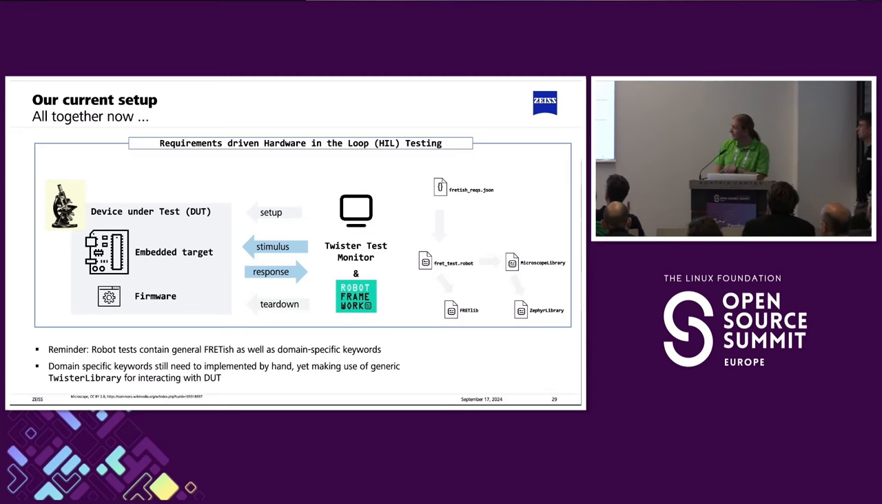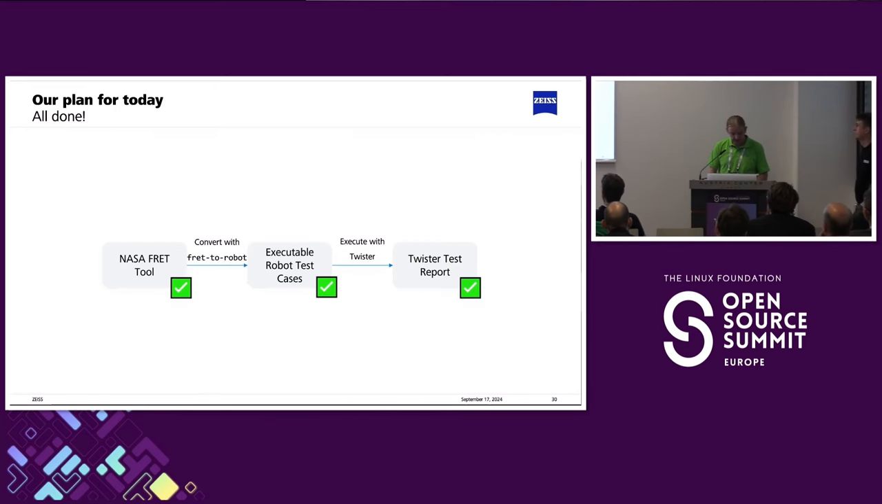But you can leverage two libraries, which are either in our custodian tree of Zephyr, or in the other GitHub project that Christian mentioned for the FRETish keywords. So I think it has become a lot more manageable to get started with these two libraries. And I think that's it for the implementation.